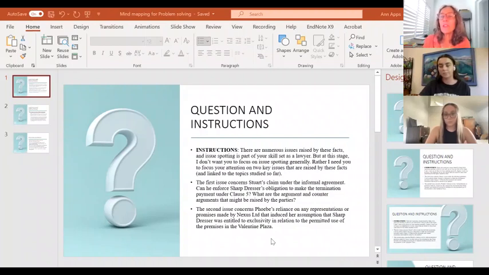I'm going to hand over to my two amazing law students here, Olivia and Emily, who both did very well in this assessment task. They're going to tell us a little bit about their approach to using mind mapping for legal problem solving.